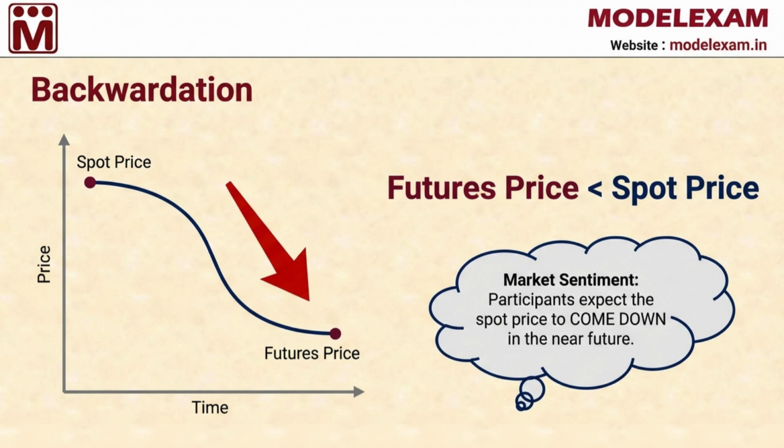The opposite of Contango is a situation called backwardation. Here, the futures price is less than the spot price. On a graph, you would see the price curve sloping downwards. This indicates a very different market sentiment. In this case, participants expect the spot price to come down in the near future. Perhaps there is a shortage right now driving up the current spot price, but everyone expects supply to normalize later, making the future price cheaper.